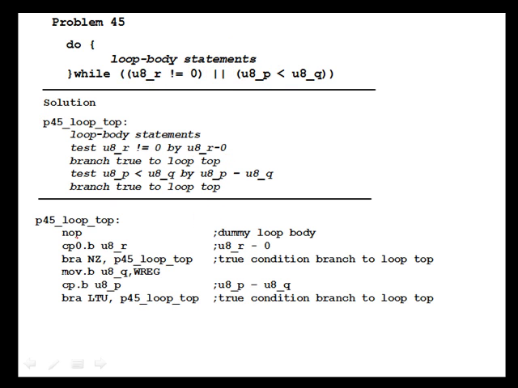So now let's write the assembly language. We're going to represent our loop body by a single no-op statement. To do this comparison of R against 0, we'll simply use a single instruction of compare 0.byte U8R. That'll subtract 0 from R. For this true condition branch, this is a not equal condition, so that means we're going to do a branch on not 0 back up to our loop top. For this comparison here, we first need to do subtraction. We'll do that subtraction of P minus Q by these two instructions. For this less than comparison, the true branch, we'll do branch on less than unsigned back to our loop top.